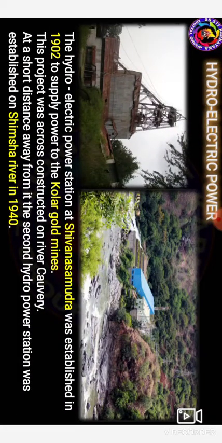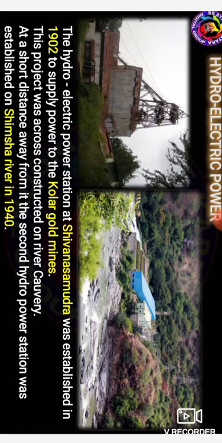At the first time, India goes to Karnataka and then uses this plan of hydroelectric plant. So in this hydroelectric power station, the first one to be used was Shivana Samudra, which was established in 1902 to supply power to the Kolar gold mines.